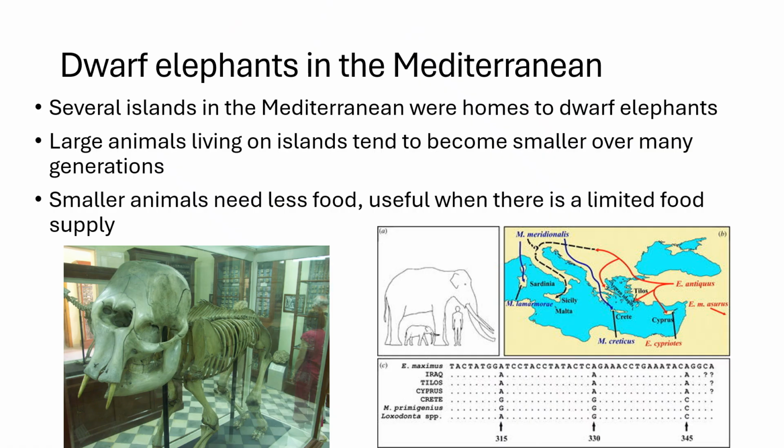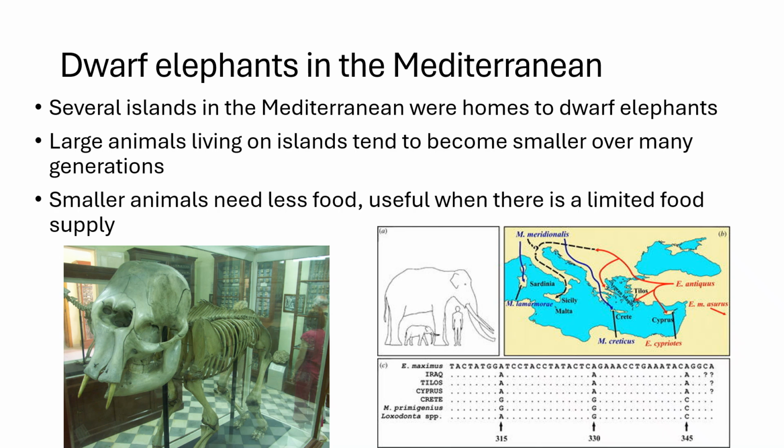There used to be dwarf elephants in the Mediterranean. And this is something called island dwarfism or insular dwarfism, which is when you have large animals on an island and over many generations they end up smaller and smaller and smaller. And the reason for this is that smaller animals are going to be able to survive with less food resources and less territory. They are losing the advantage of being very large because it's not needed on an island, and in fact it's an advantage to be smaller.